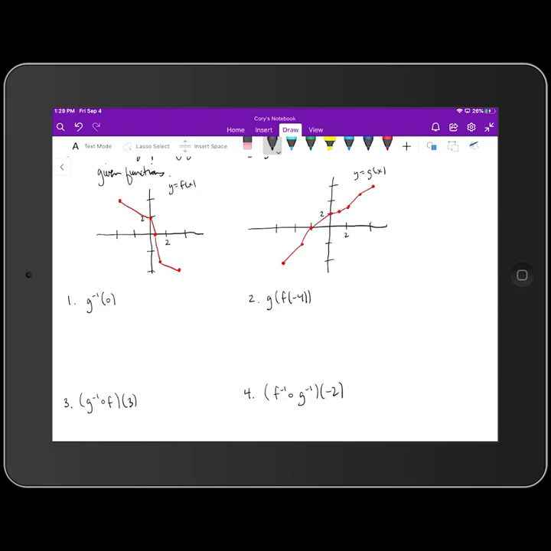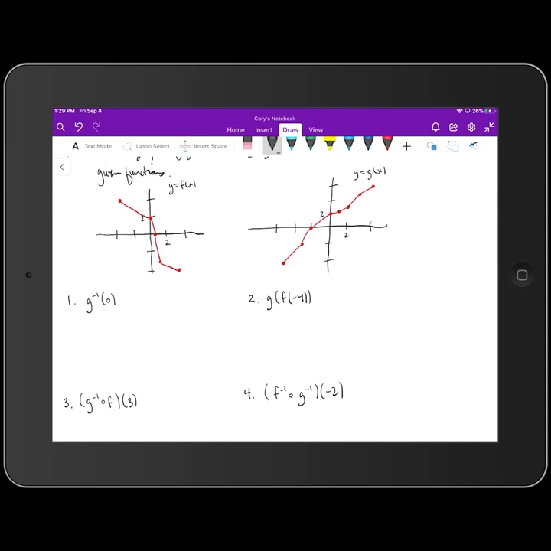Okay, so for number one, we're asked to find g inverse of 0, which, like, we're not given the graph of g inverse. And I don't want to have to take the time to draw the graph of g inverse. So we're going to take a look at how we can use the graph of g to help us find information regarding the graph of g inverse.